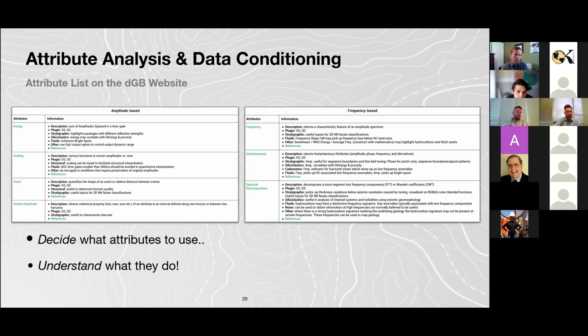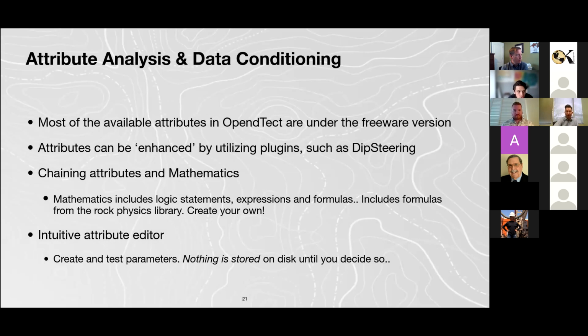So we have collected all the attributes that are offered in OpenDetect in this list, where you can read more about them, see what they actually do, and understand what they do. And there are also links to references at each of these boxes where you can check out publications that talk about these attributes and so forth. So you can really learn about what the attributes do, why you should be using certain parameters and so forth. So this is a great tool as well, available on the website.